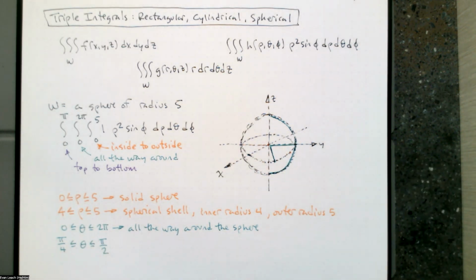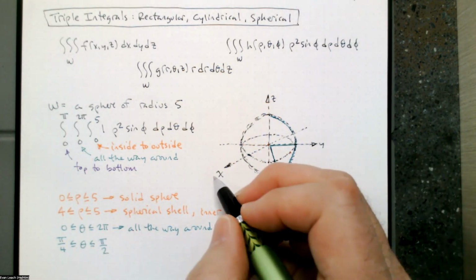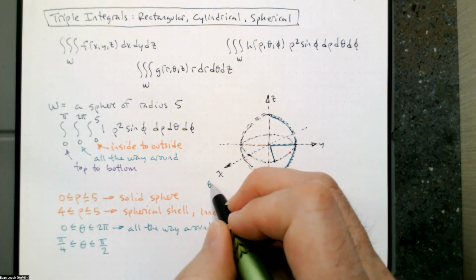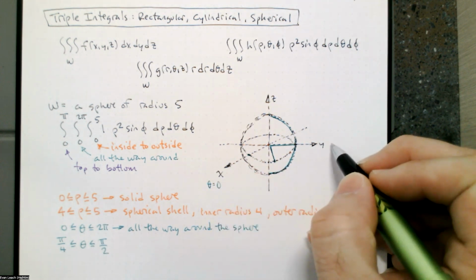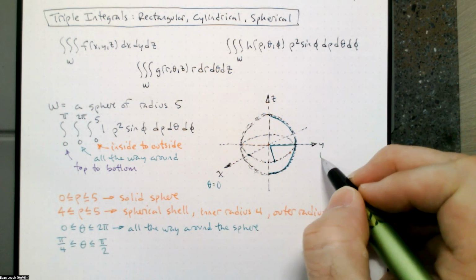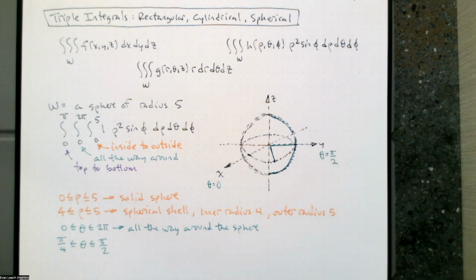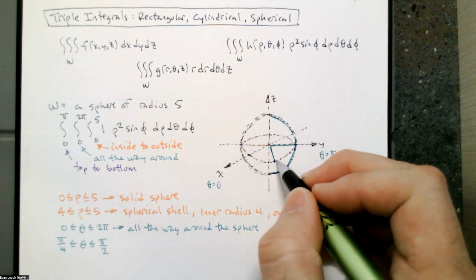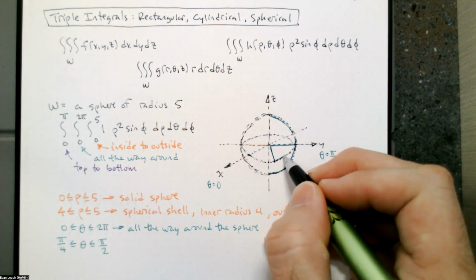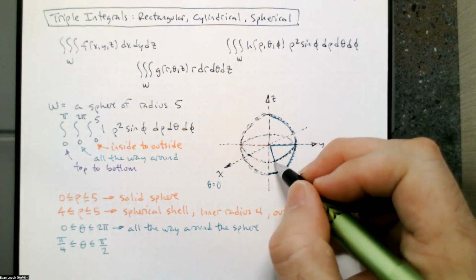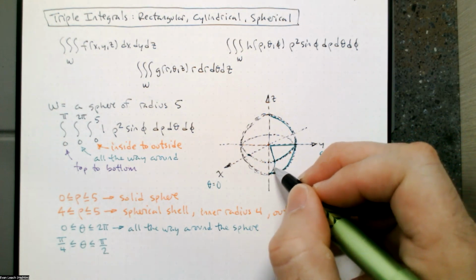Theta equals 0 is at the positive x-axis. And theta equals pi over 2 is at the positive y-axis. So if I go to pi over 4, which is halfway in between, I'm going to get this slice, like slicing an orange.